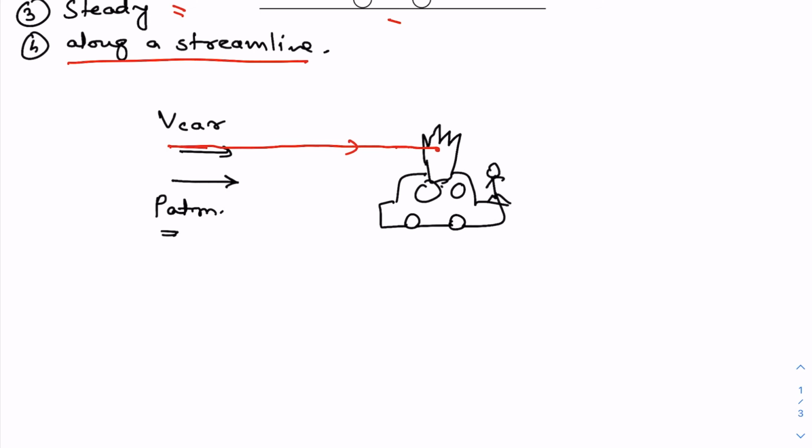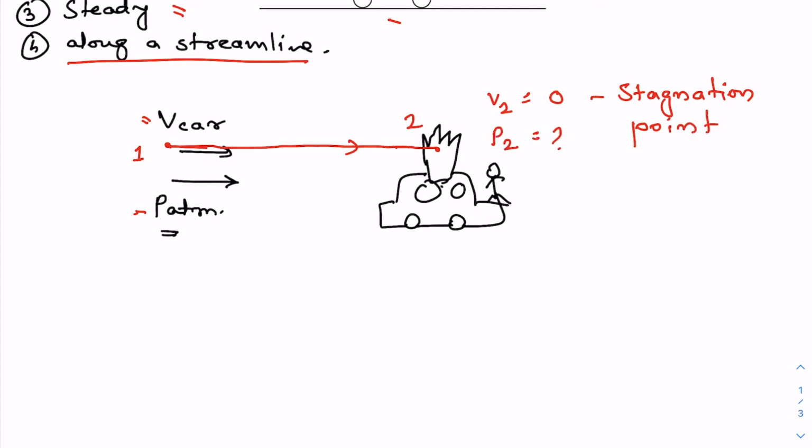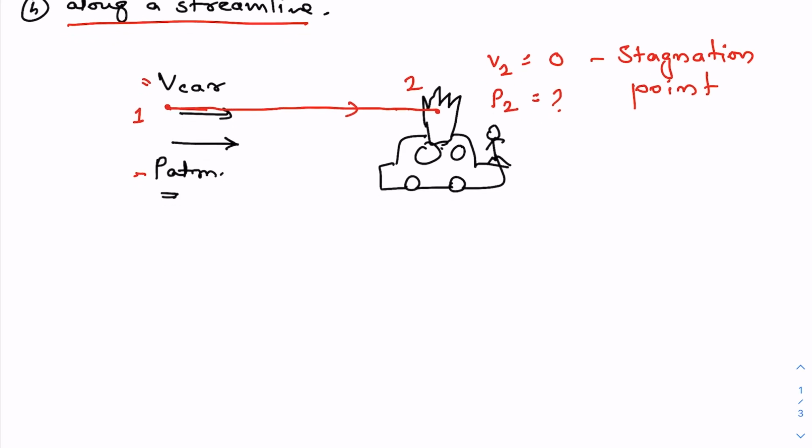So let's say we choose 2 points, point 1, which is far away in the air, and there the velocity is v car and pressure is p atm, and point 2, which is near your hand. So v2 is basically 0, so it is a stagnation point. And pressure there is P2, which is an unknown, and we would like to find out what that pressure is.